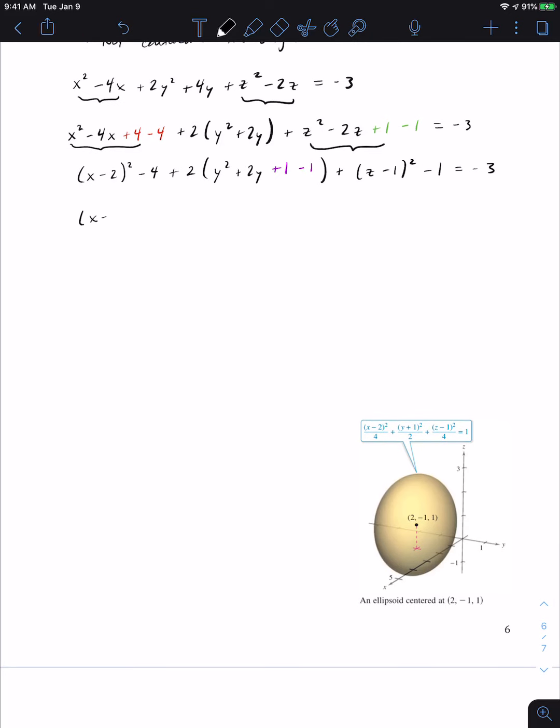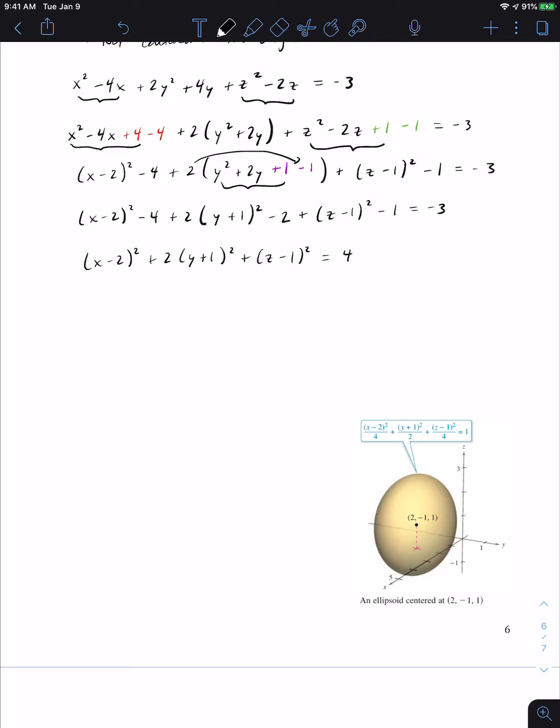So now I get x minus 2 squared minus 4 plus 2, and then this I complete the square, so I get y plus 1 squared. And then remember, I have this minus 1 here, but I can't just write minus 1 because it's being multiplied times that 2, right? So I need to distribute this 2 there, so I get minus 2, and then plus z minus 1 squared minus 1 equals minus 3. Now, if I pull my constants over to the other side, I'm left with x minus 2 squared plus 2 times y plus 1 squared plus z minus 1 squared equals positive 4.